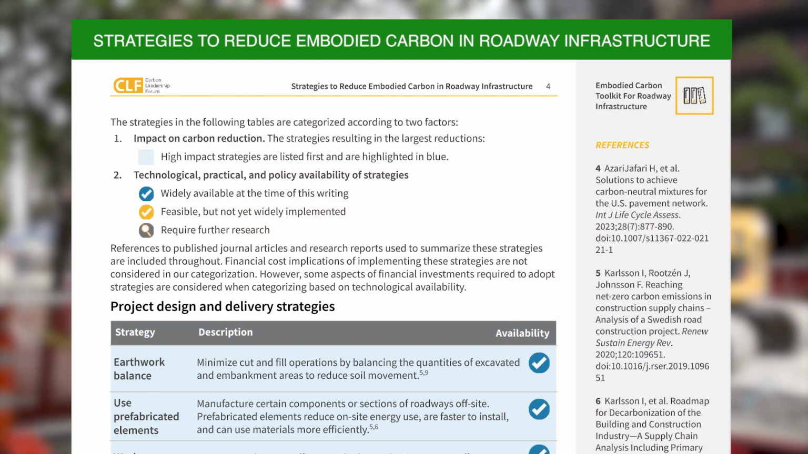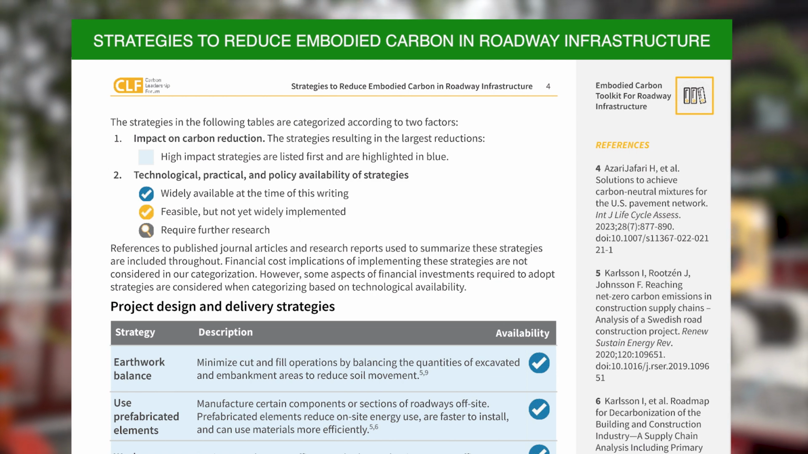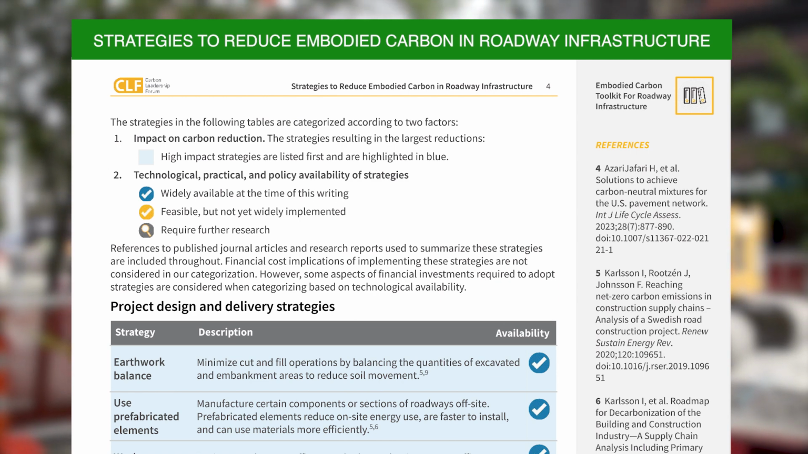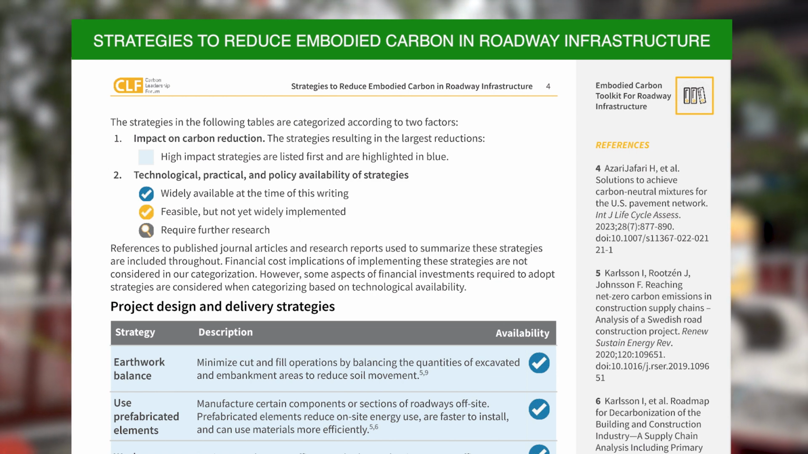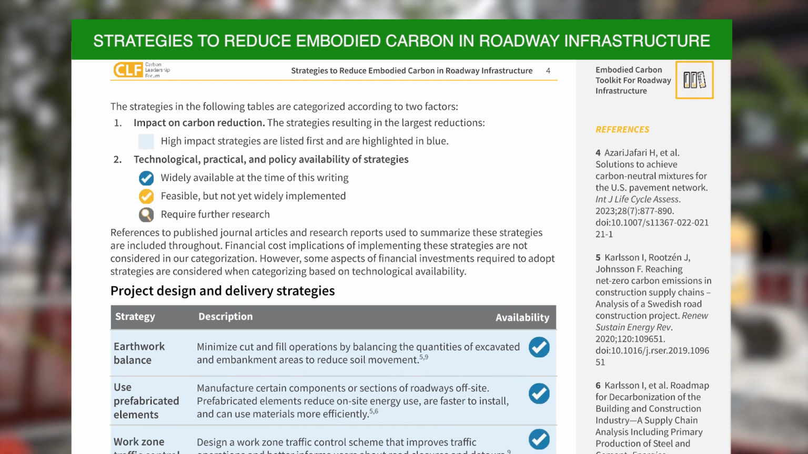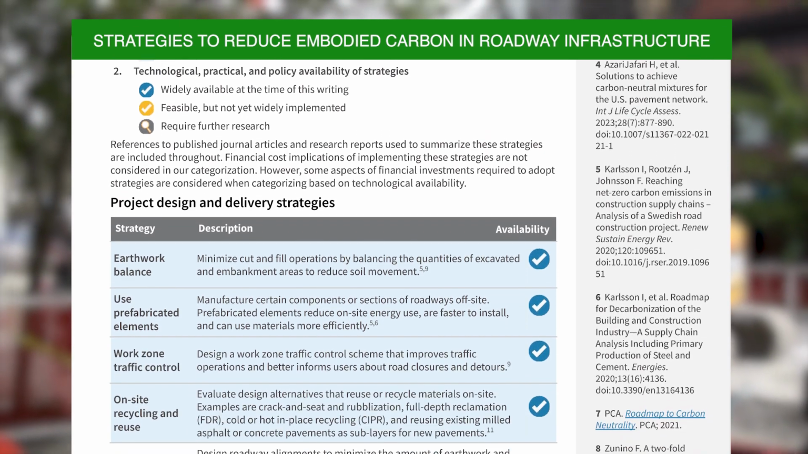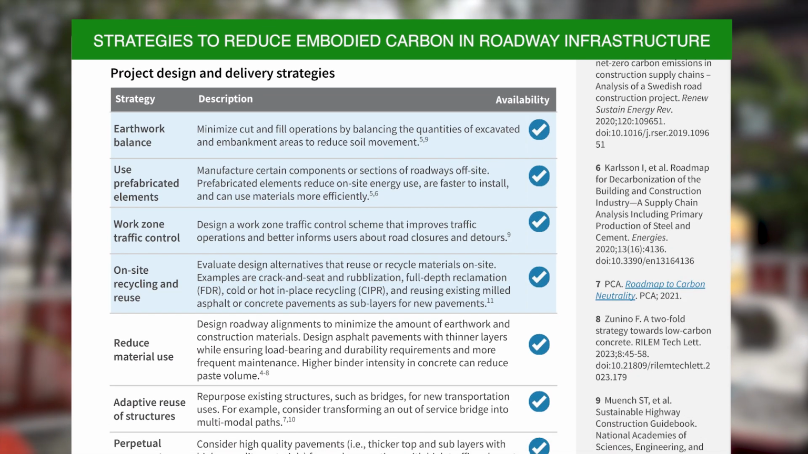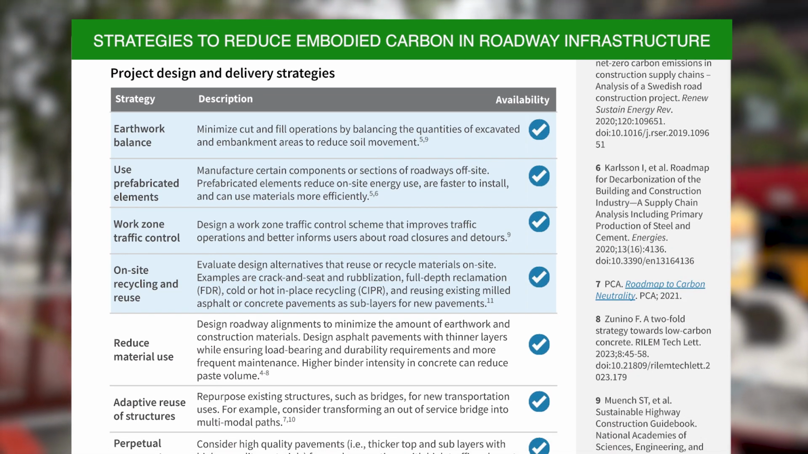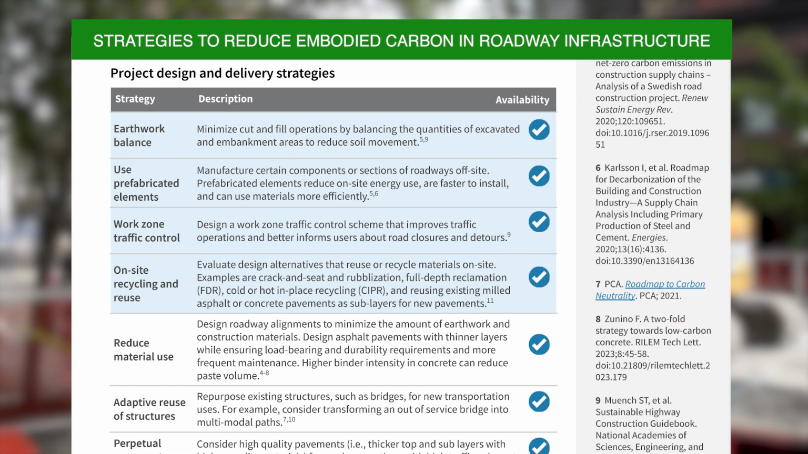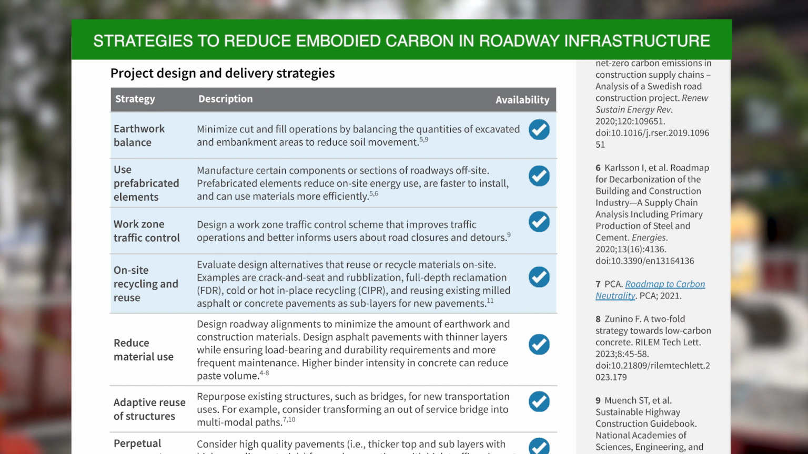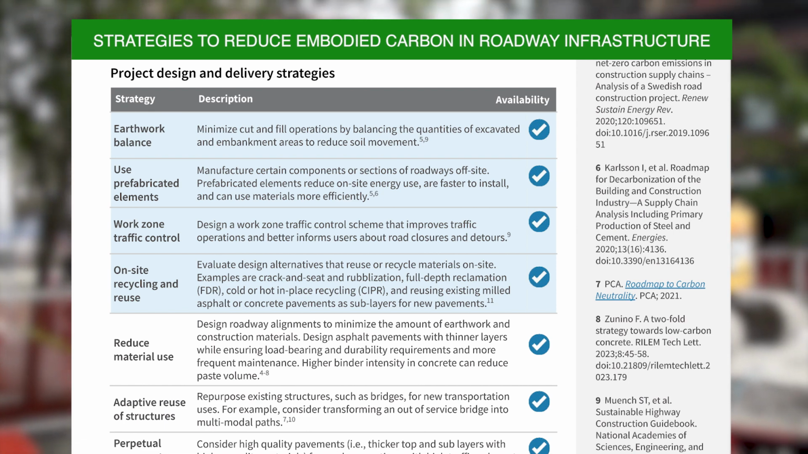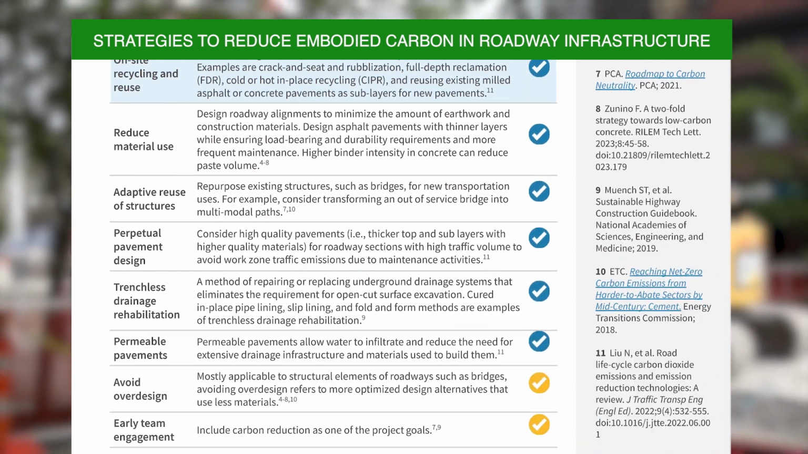The Carbon Leadership Forum has published an industry toolkit that catalogs different strategies to reduce embodied carbon in roadway construction, labeling the methods according to their relative availabilities. For example, under the project design and delivery category, some of the high-impact strategies listed include the use of prefabricated elements and on-site recycling policies.